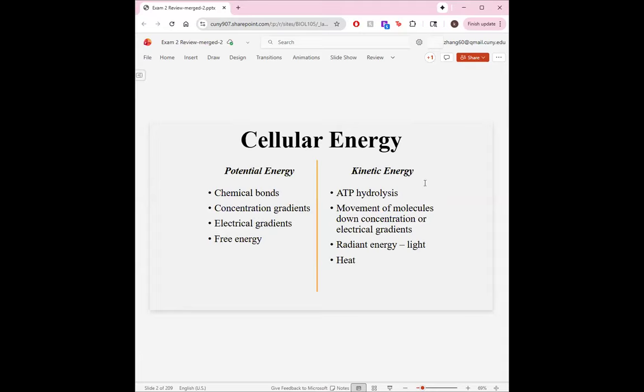There are two main forms of energy, potential energy and kinetic energy. In cellular energy, potential energy comes in the form of chemical bonds, concentration gradients, electrical gradients, and free energy. Kinetic energy comes in the form of ATP.